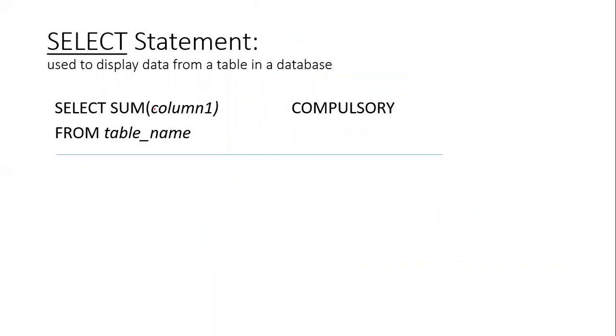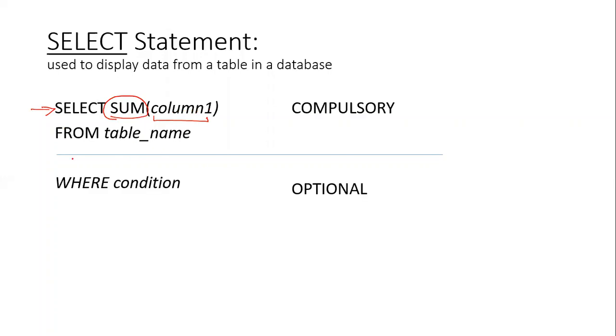Let's look at the syntax. If we want to use an aggregate function, it is used in the select part. And for example, if we are using sum, you will then say select your aggregate function, in this case sum, and then specify the column in which you want the aggregate to work on. And then as usual, from your table name. So this is the compulsory part where the aggregate will then work on all of the rows in that particular table that you're working with.